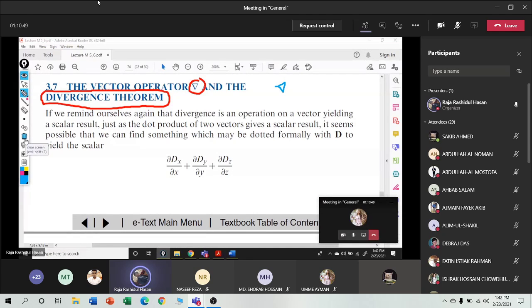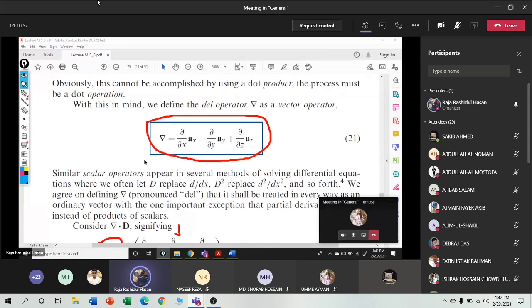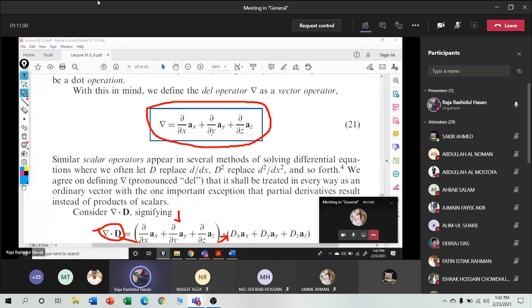Okay, now we will see another relation between the vector operator and divergence. So what will be the relation? If you see this equation, equation number 21, this is the representation of a vector. A vector operator is represented by operator equal to del by del x ax plus del by del y ay plus del by del z az. So these are the representation of any vector or del operator.